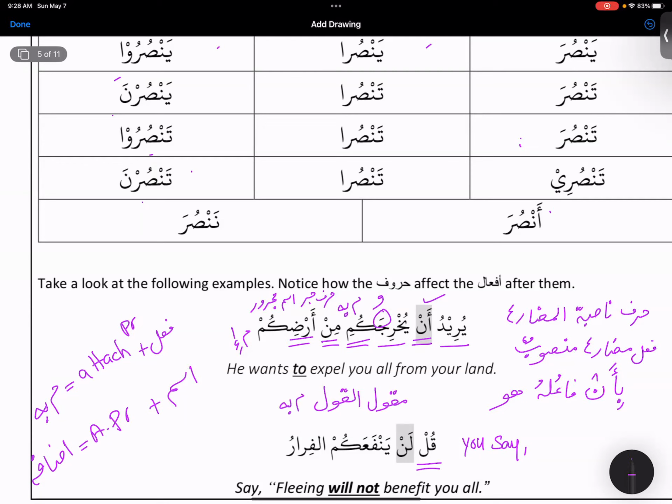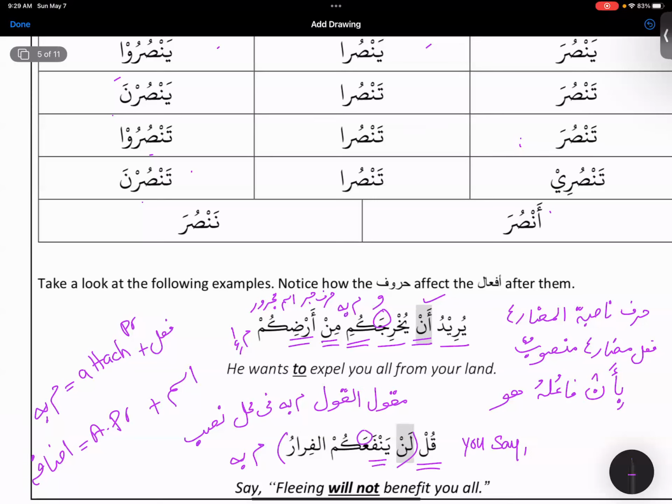Maf'ulun bihi fi mahalli. What is the status of maf'ulun bihi always? Nasab. So maqulul qawl maf'ulun bihi fi mahalli nasab. So basically the whole thing is maf'ulun bihi over here. And then we can further break down this maf'ulun bihi. What are we going to call this lan? Exactly, harfu nasibatul mudari'. And then yanfa'a, it should be yanfa'u, but this is yanfa'a, so that is mansub. So we're going to say fi'lun mudari'un mansubun bilan.